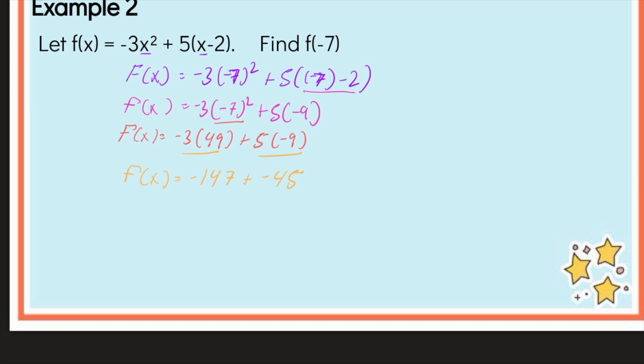Now we can clear our double signs there and just get rid of the plus sign so that we have negative 147 minus 45. And then we're going to do our last step, where we're going to subtract 45 from negative 147. When we do that, we get f of x is going to be equal to negative 192. So our point there is going to be (negative 7, negative 192). Now let's take a look at the next example.